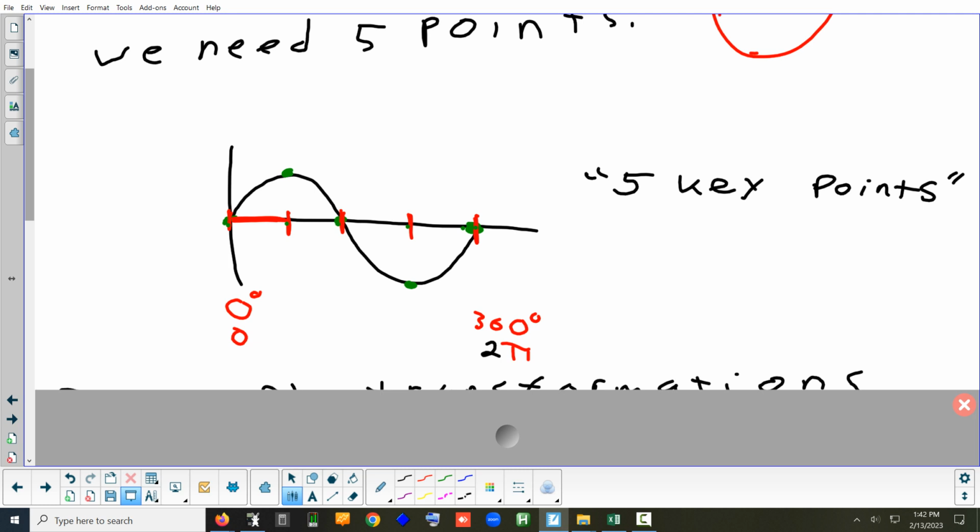If we label these, at 0, then pi over 2. That's the same as 90. What about 180? Does anybody remember what that is in radians? Yeah, pi, good. The next one is 3 pi over 2, and we end at 2 pi. So 0, pi over 2, pi, 3 pi over 2, 2 pi. We're going to say those numbers a lot this week.